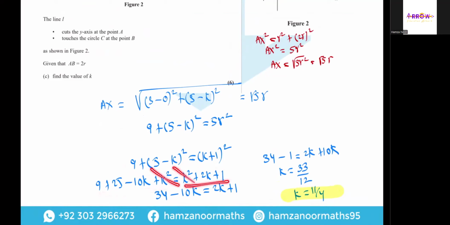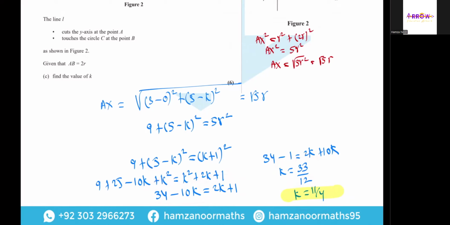So k square and k square will get eliminated. In terms of k, we will be left with a linear equation only. Okay, so 34 minus 10k will be equal to 2k plus 1, and therefore you arrange the terms, and k is equal to 33 over 12, meaning k is equal to 11 divided by 4. k is equal to 11 over 4 is supposed to be your answer.